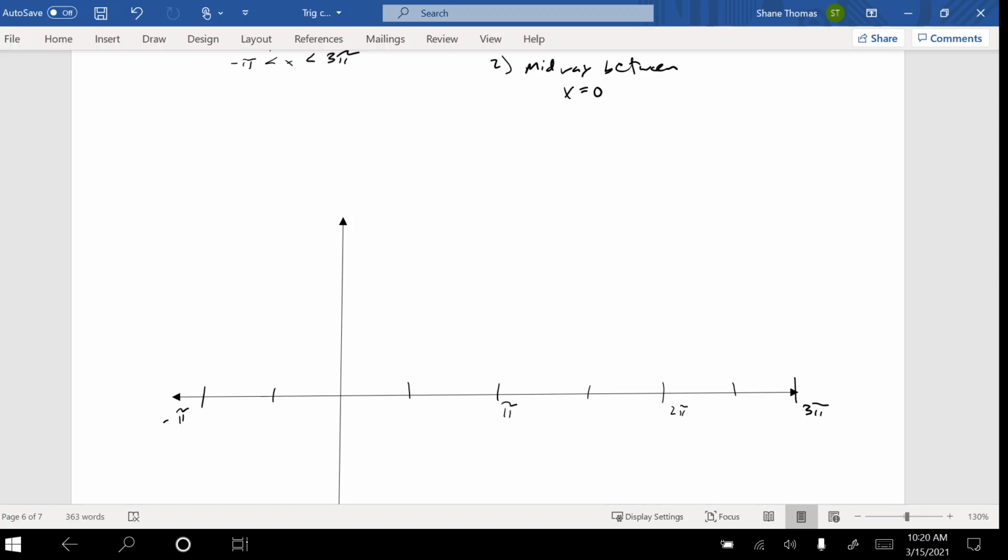All right, so I have asymptotes at negative pi, at pi, and then I'd also have an asymptote at 3 pi. How did I figure that out?